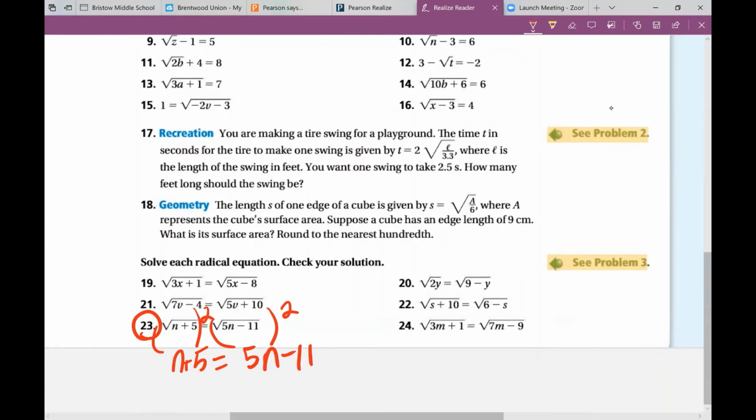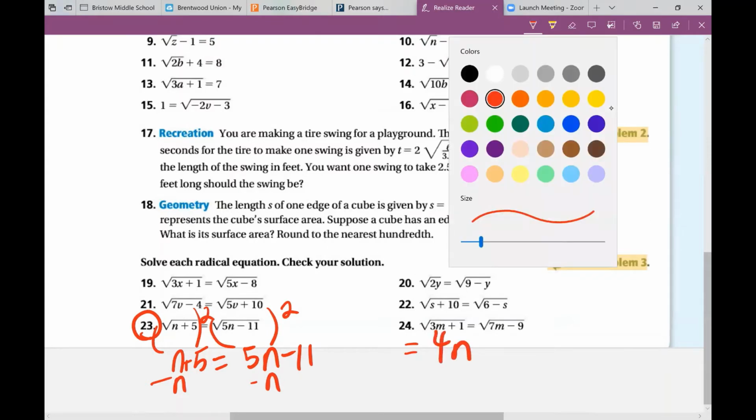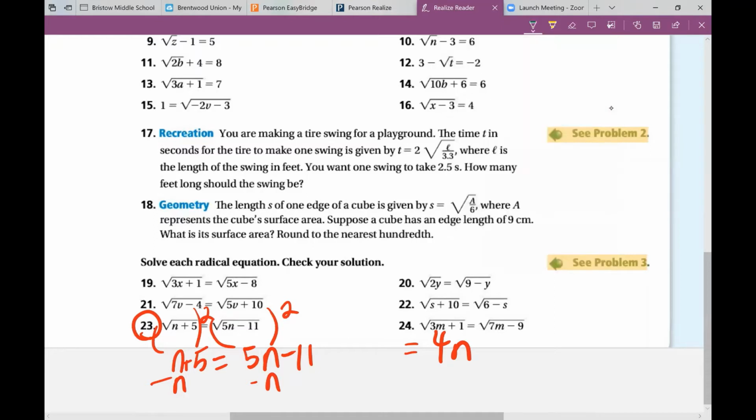Then I need to move my variables onto one side and my numbers onto the other. So I'm going to move my n to the right side. So if I subtract n from each side, I get 4n. You could put the variables on the left if you wanted to. But because I've chosen to put them on the right, my constants or my numbers are going to have to go to the left. So I'm going to add 11 to each side. I get 16, and 4 goes into 16 4 times. So my answer is 4.